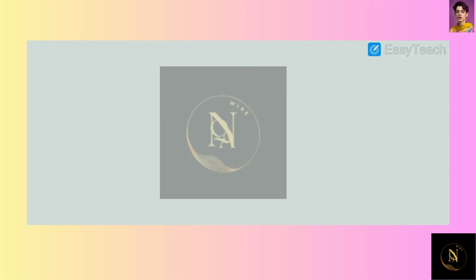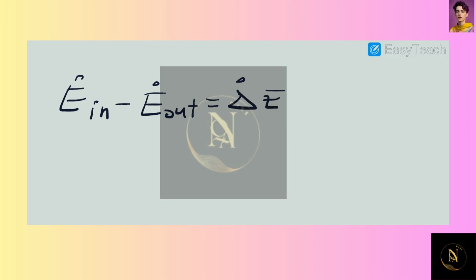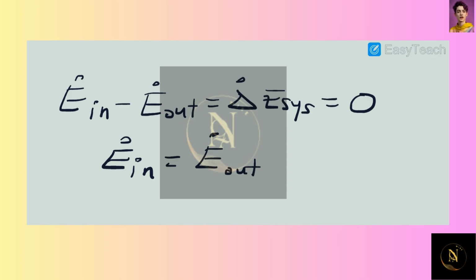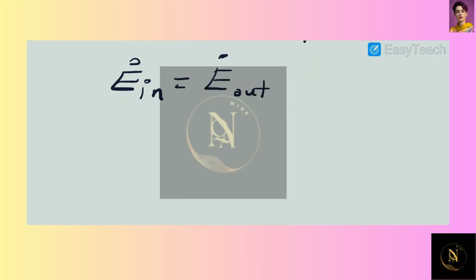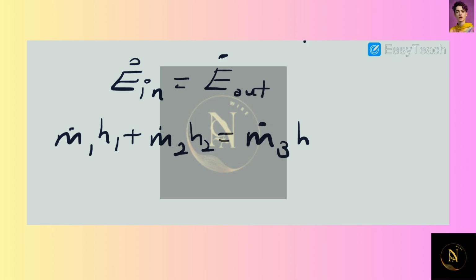Next, we're going to do our energy balance. So we know that the energy coming in minus the energy leaving is equal to the total change in energy of our system. Now again, we're at steady state conditions, so the total change in energy of the system will be 0. So we can see that E dot in is equal to E dot out. Now we can write this out in terms of its constituents and say that m dot 1 h1 plus m dot 2 h2 is equal to m dot 3 h3, since we're assuming that work, heat transfer, and kinetic and potential energy are negligible.